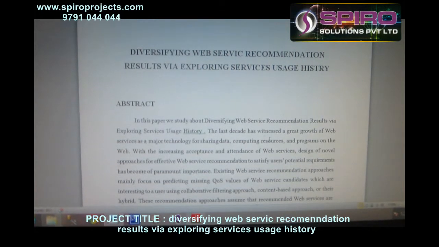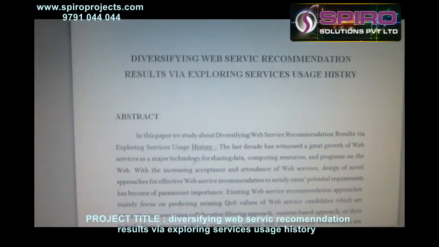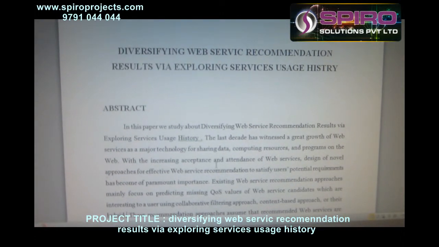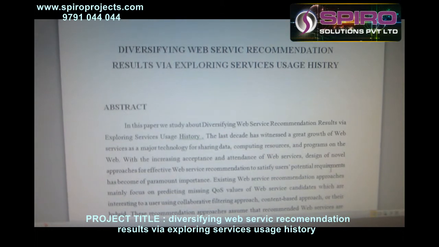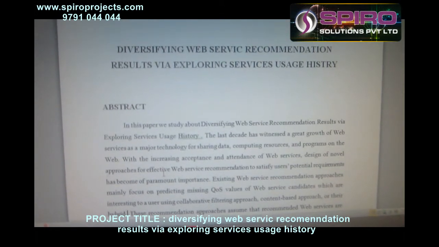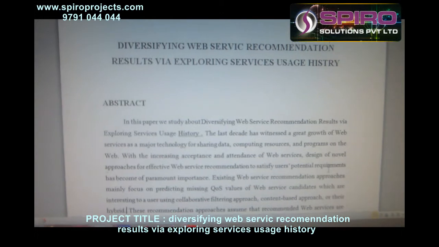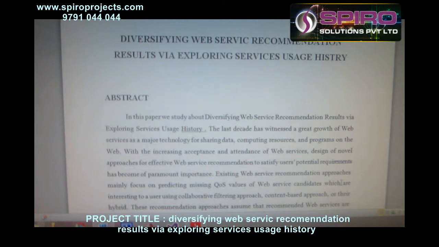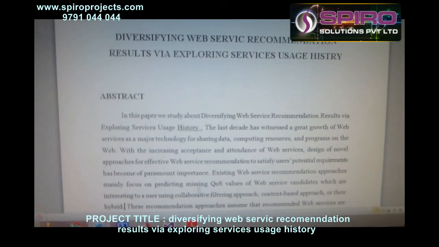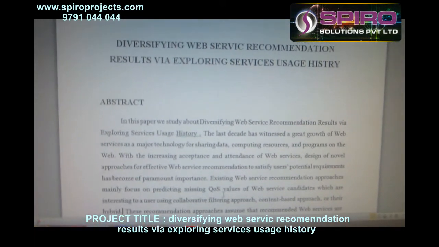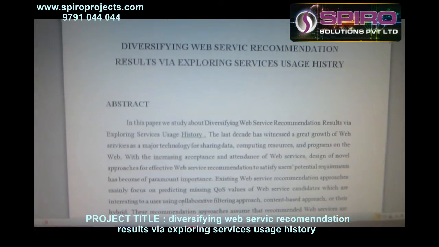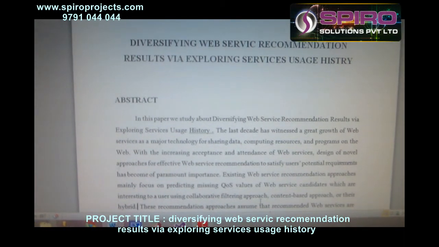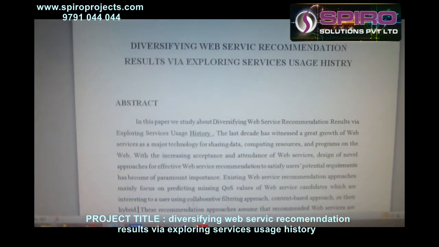The last decade has witnessed a great growth of web services as a major technology for sharing data, computer resources and programs on the web. With the increasing acceptance and adoption of web services, the design of novel approaches for effective web service recommendation to satisfy users' potential requirements has become of paramount importance. Existing web service recommendation approaches mainly focus on predicting missing quality of service values, that is QoS, of web service candidates which are interesting to the user, using collaborative filtering approach, content-based approach, or the hybrid.